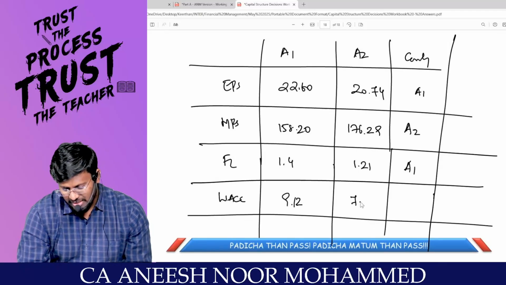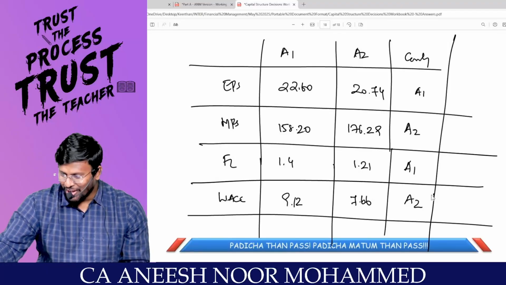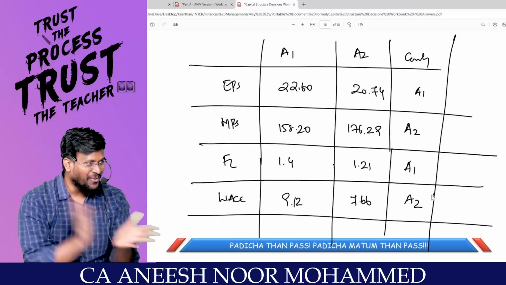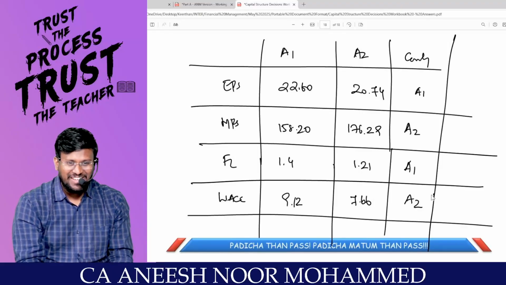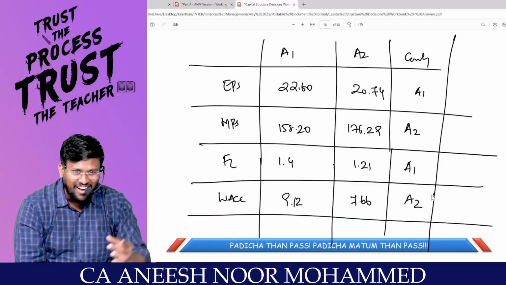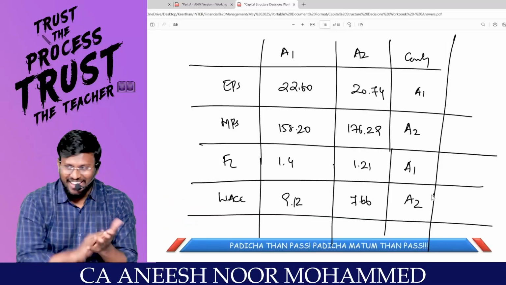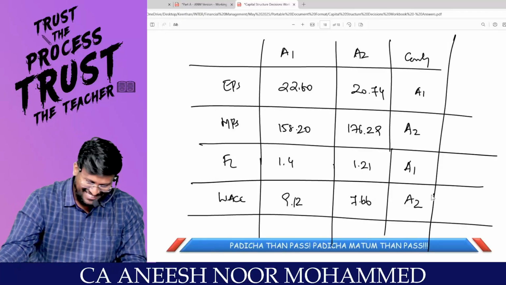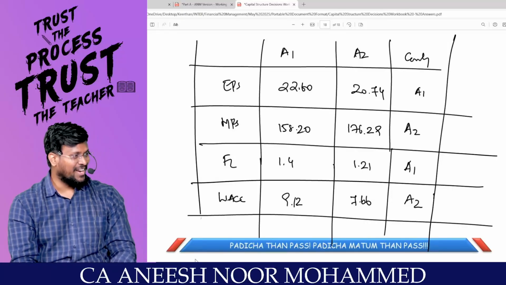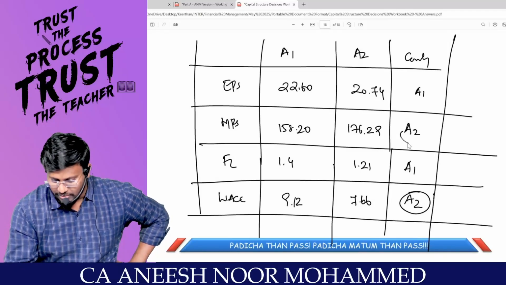9.12 and 7.66. KO should be less. Under capital structure theories, when 2 firms are alike in all aspects except capital structure, you will choose the highest KO? No, sir. Every company should choose the lowest KO. A1 or A2? A2. The summary table you should write. And which is having the highest? Equal.